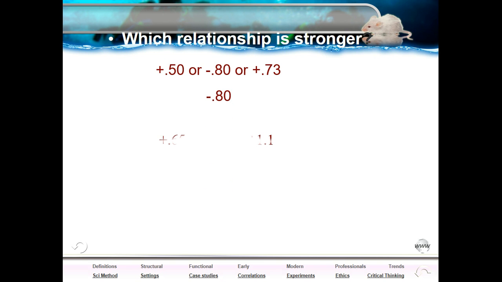Another example here is positive 0.65 or negative 0.90 or positive 1.1. Keep in mind it can't go above 1.0, so that's an example of a computation error. So the answer is going to be negative 0.90 because it's closest to 1.0. Again, ignore the positive or negative sign if I'm just asking about the strength of the relationship. Third one, negative 0.25 or positive 0.60 or positive 0.53. We could see that it's positive 0.60.